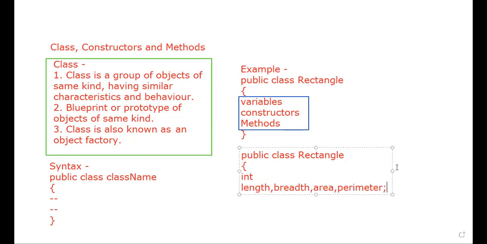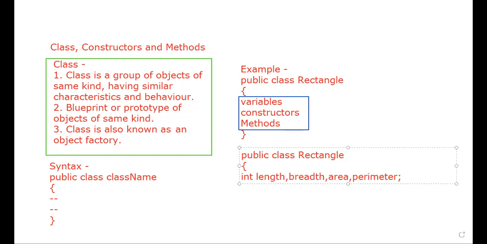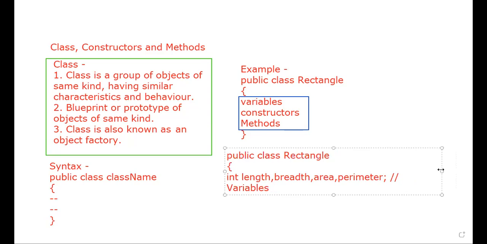Are you getting it? Yes, ma'am. So these are variables. How many variables have I written here? Four. Yes, four. These are four variables of what type? What data type? Of int data type.